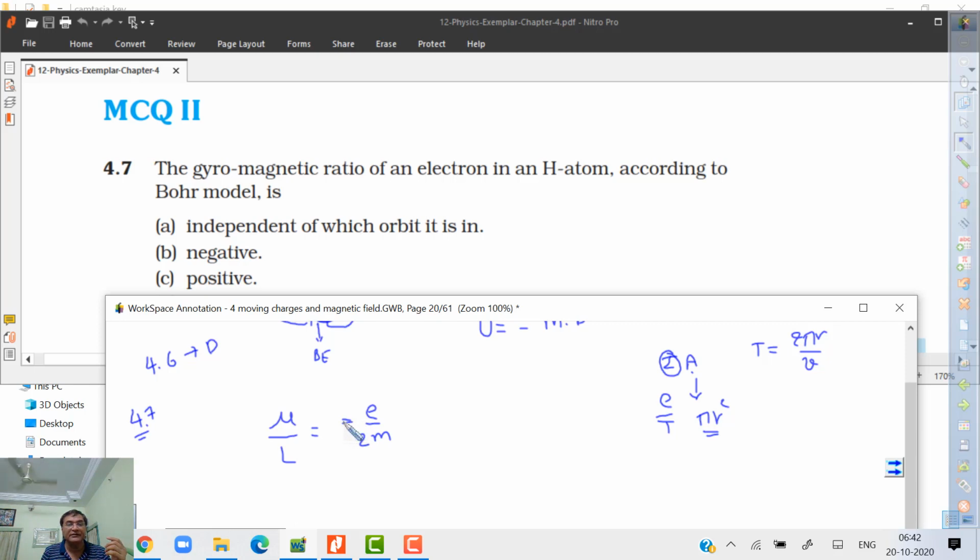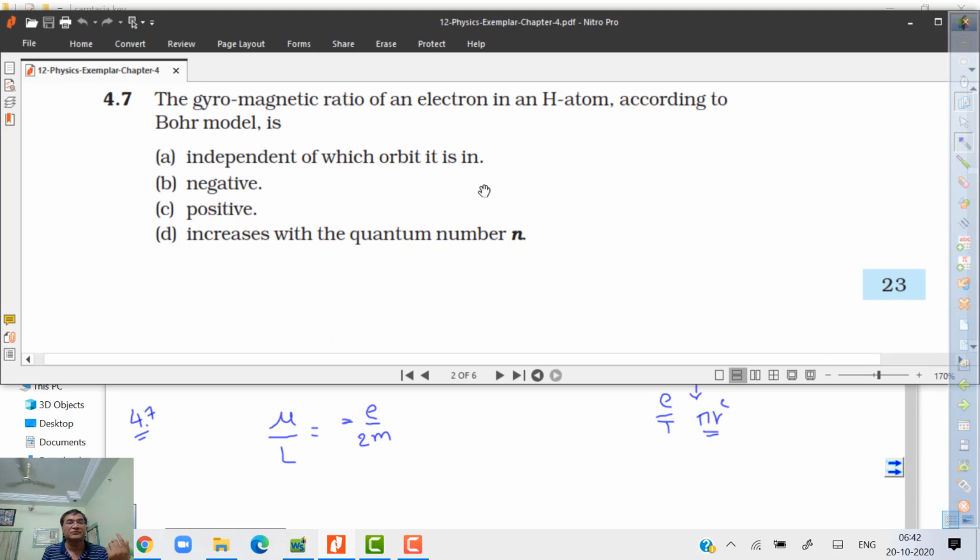The second one has a negative sign, so it is negative. Yes, it is negative, so it is not positive. Definitely it is not positive. Increase with the quantum number, and n also does not appear. It means that the first and second options are both correct, right?